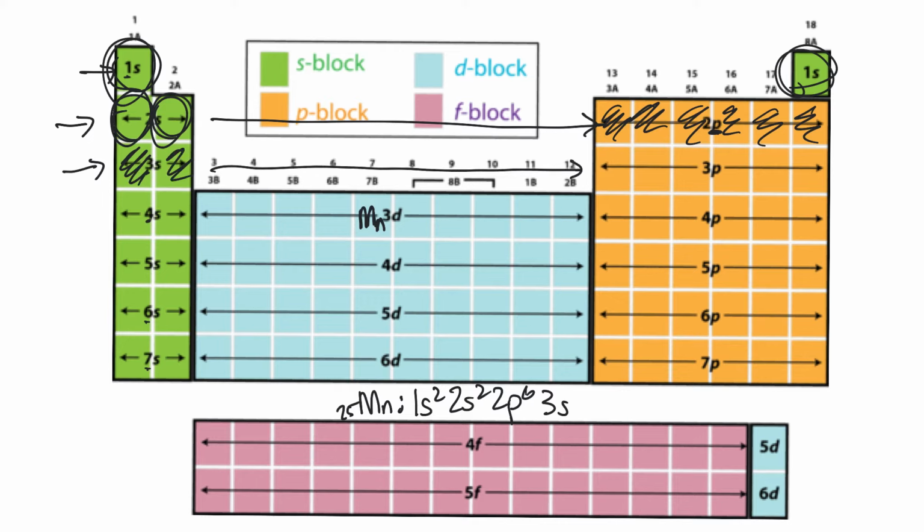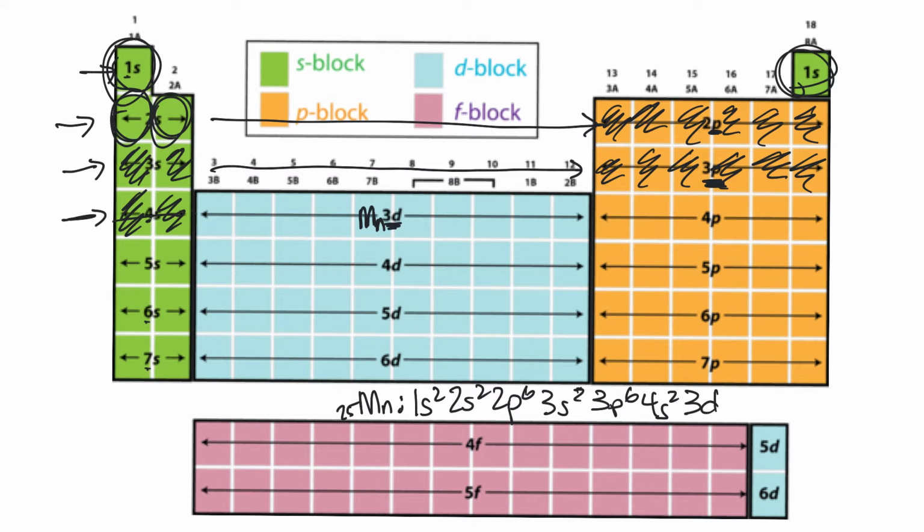Going across the row, we got 3p. How many 3p's do we have? 1, 2, 3, 4, 5, 6. After you're done with the 3p, then we move on to the 4s. How many 4s's do we have? 1, 2. Okay. Now, when we're going across and we're moving across the row, we hit the 3D.